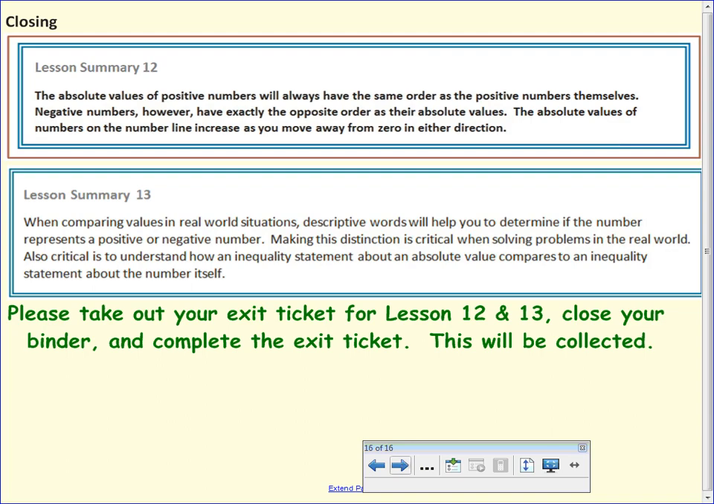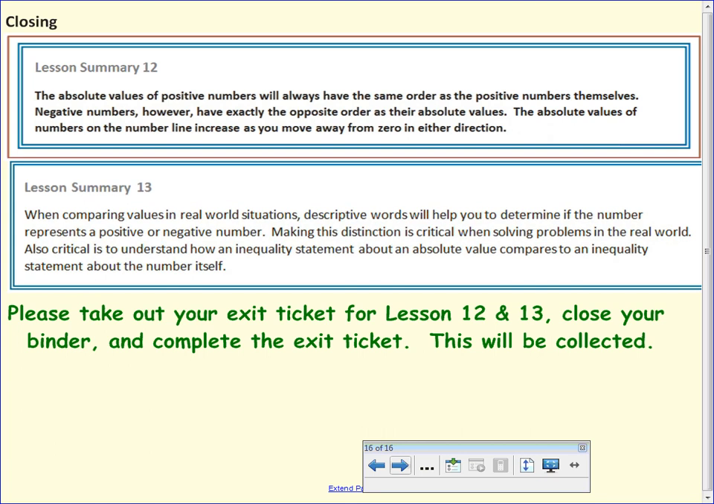So we summarized lesson 12, and for lesson 13, when comparing values in real-world situations, descriptive words will help you to determine if it's a positive or a negative number. That's very important when you're trying to solve. Please stop clicking and packing up. Let's listen. It'll help you when you're solving real-world problems. And it'll help you make inequality statements. It will also help you decide the absolute value and inequalities. Okay? Good job. We got everything accomplished.